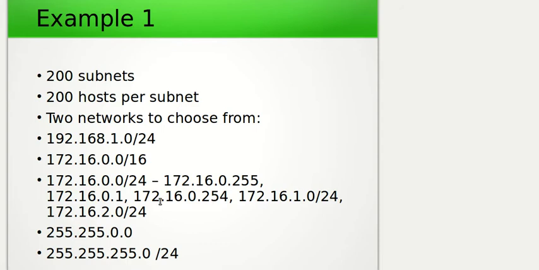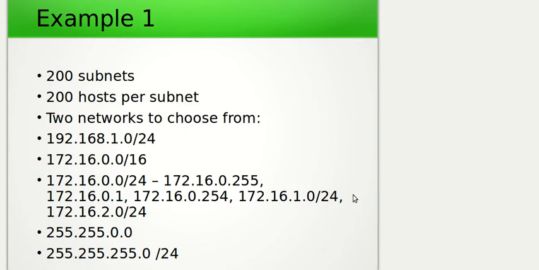Once we have found our increment, then we write down our subnets. The first usable IP address is going to be one more than the subnet ID. The last usable IP address is going to be one less than the next subnet ID. And then the range of addresses is going to be any IP address between the subnet ID and the broadcast address.